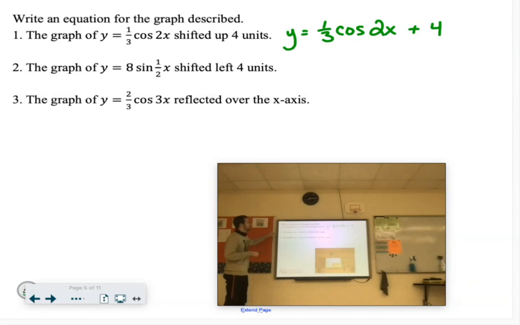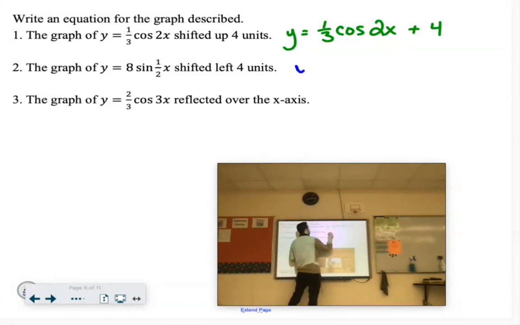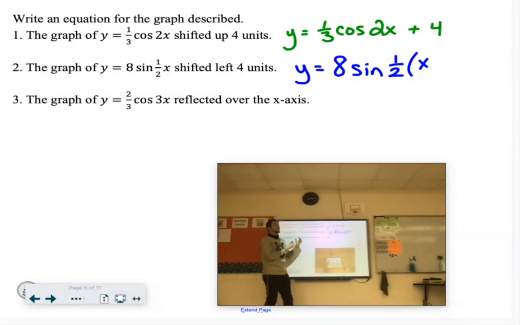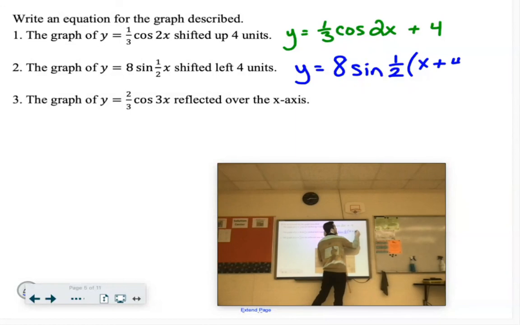All right, number 2, the graph of y equals 8 sine 1/2 x shifted left 4 units. Remember, the horizontal translation gets grouped in parentheses with the x. So we'll start the same way, y equals 8 sine 1/2, and then we're going to group this with the x. It is shifted left, so we're actually going to say plus 4, like that.